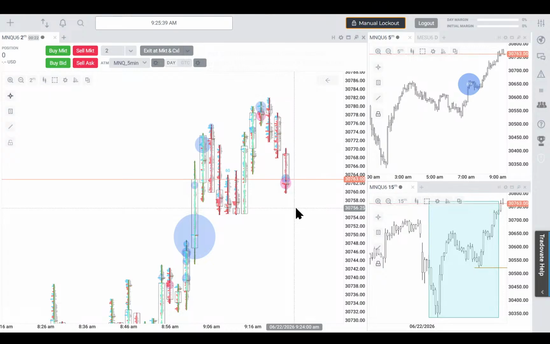See, price is retracing. Now more sellers are showing up. It's like I saw it and I reacted to it, right?